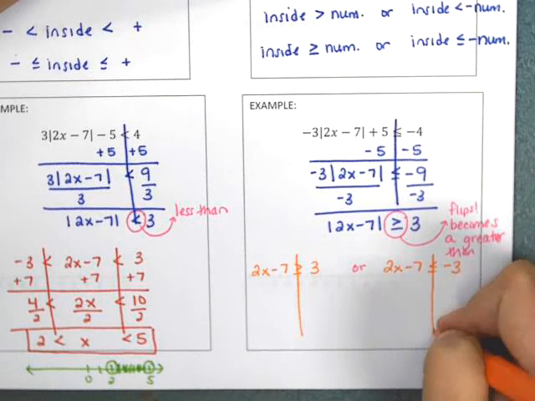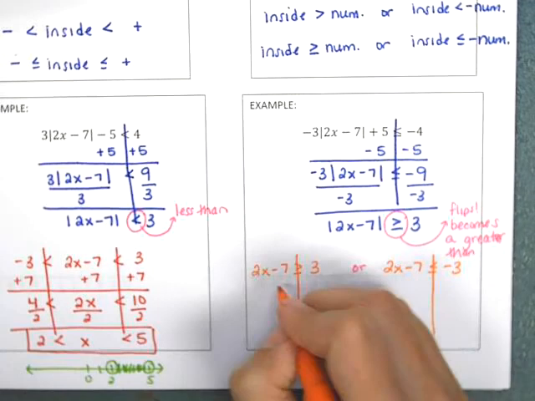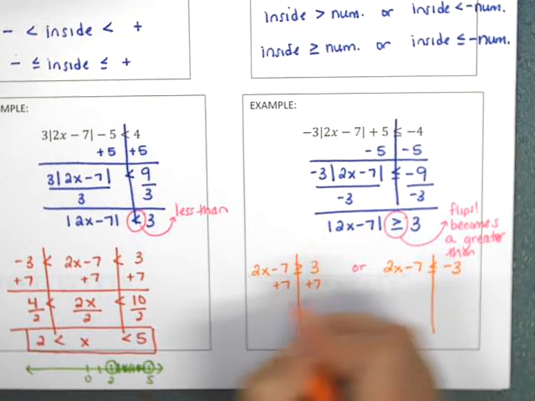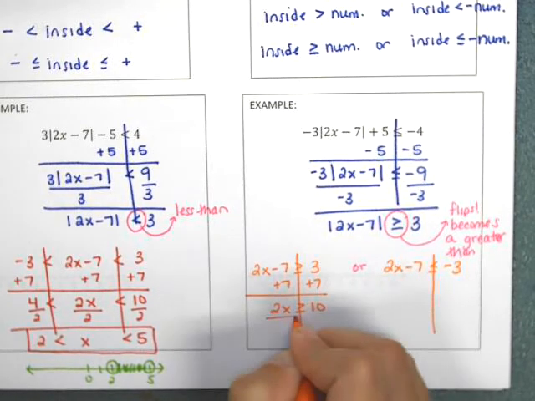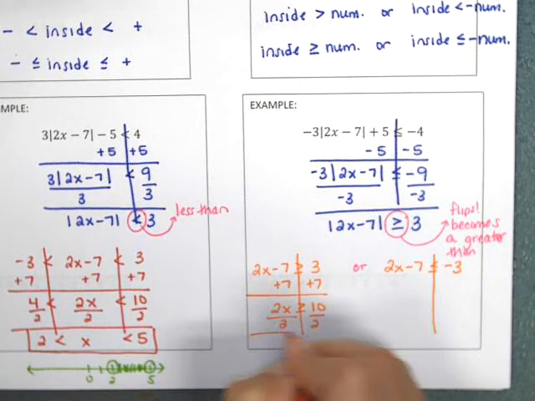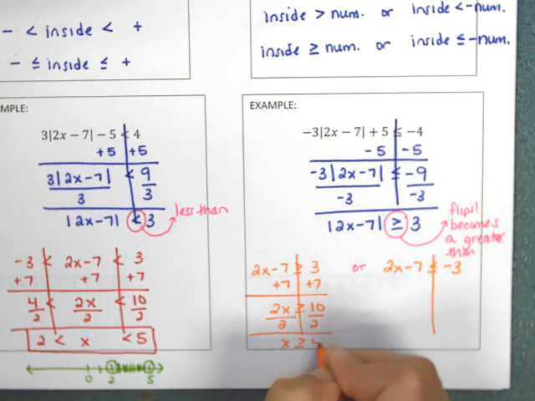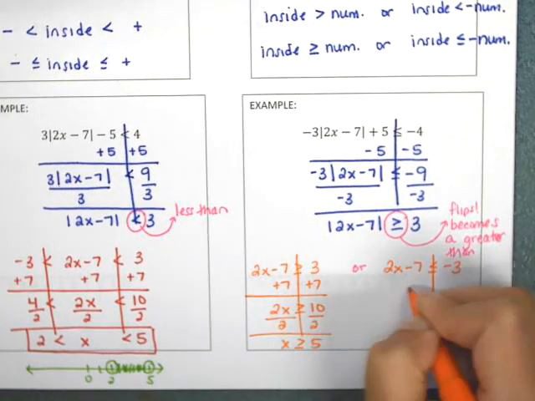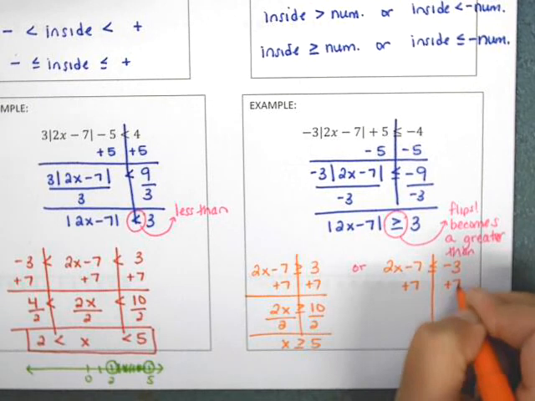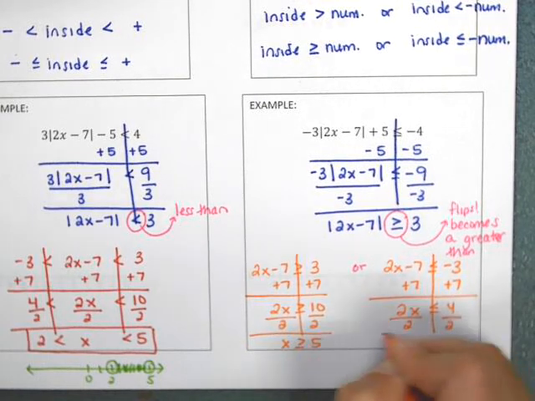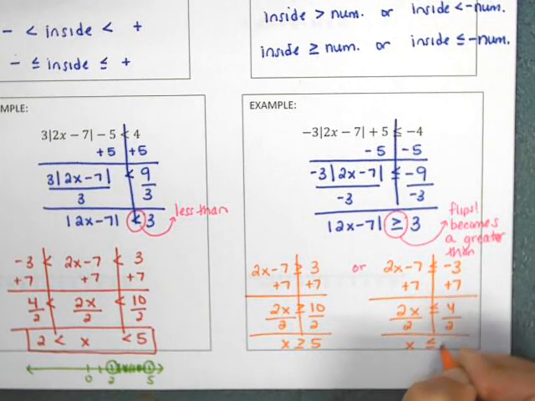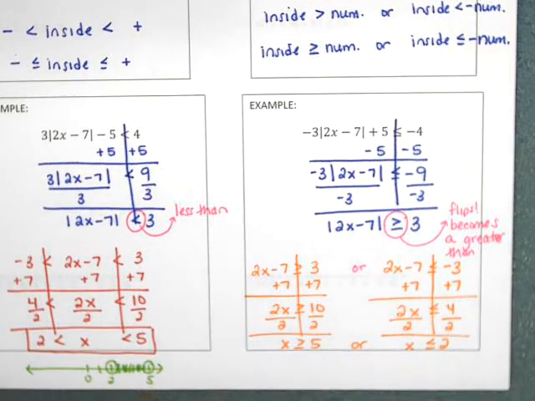Now we're going to solve those separately from each other. So we're going to add the 7 on both sides. We get 2x is greater than or equal to 10. We're going to divide by 2 on both sides, so x is greater than or equal to 5. Separately, I'm going to add the 7 on both sides, and I get 2x is less than or equal to 4. Then I'm going to divide by 2 on both sides, and I get x is less than or equal to 2. And the word or goes in between.